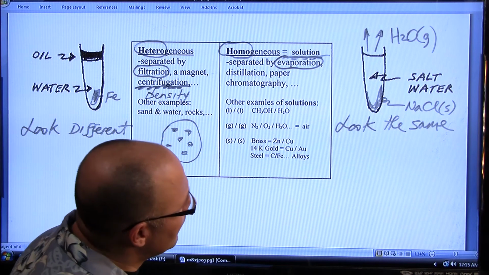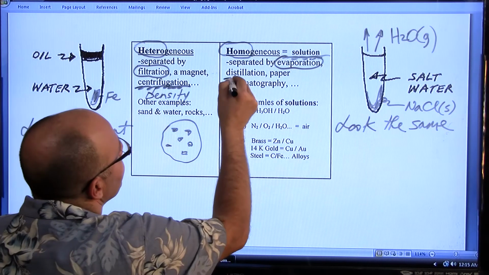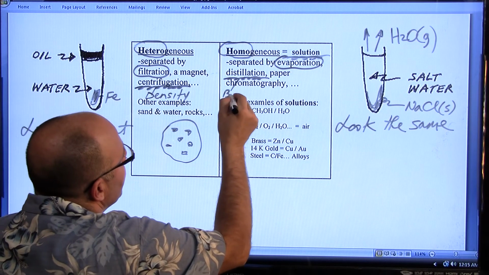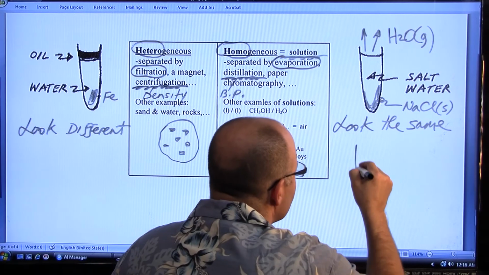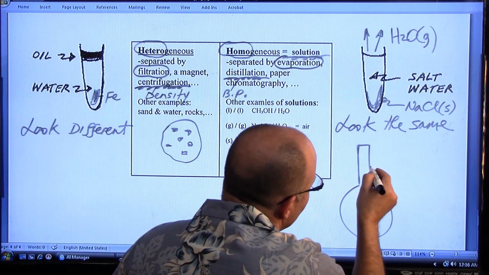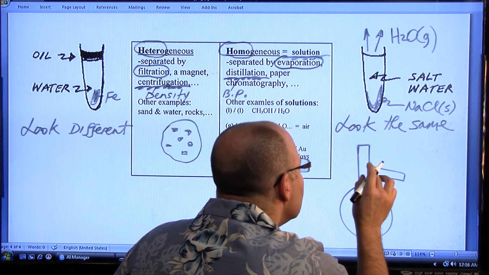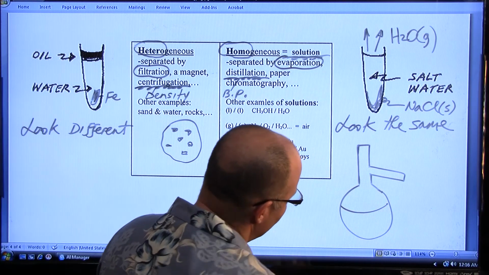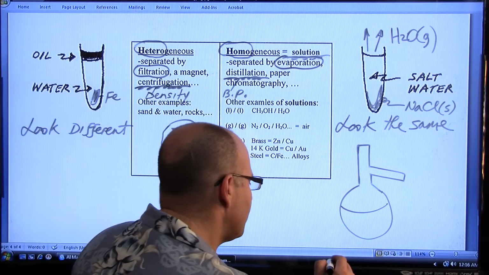Other methods, physical methods of separation for solutions would be distillation. Distillation is a separation based on boiling point, BP. For example, let's draw a distilling flask first of all. So round bottom, then you'd have something like that. Okay. What you would have here at the bottom is a solution of liquids with different boiling points.